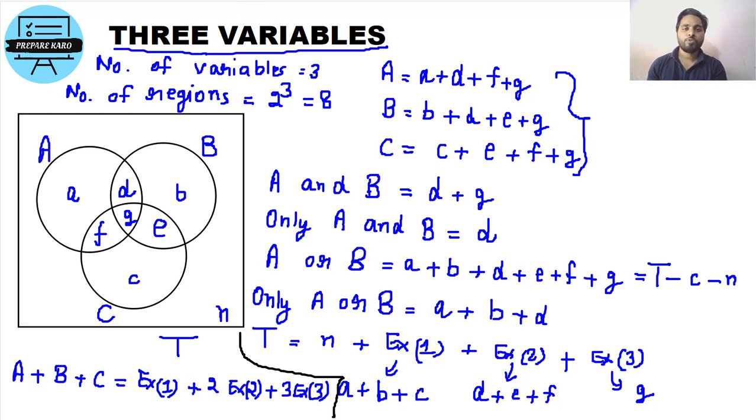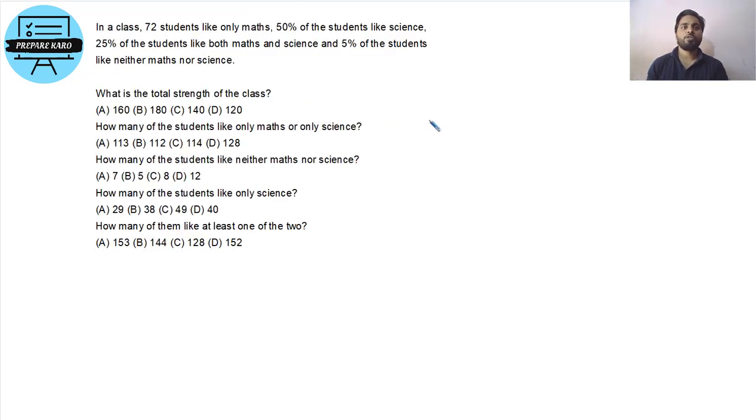Next, we will discuss few questions based upon 2 variables and 3 variables, and after that we will come to the fourth section of this lecture, and that will be 4 variables Venn diagrams. Alright, now let's come to the questions and apply this understanding in the questions. So this is question 1.